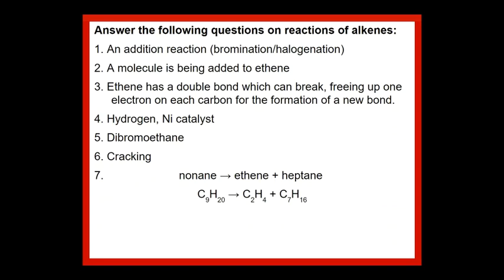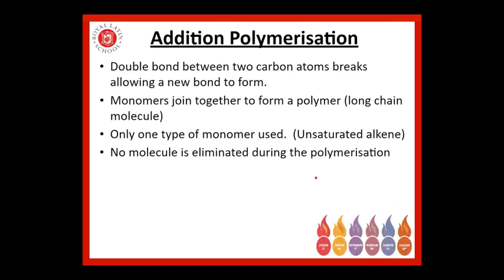Looking at addition polymerization. We covered this in year 9. However, we're going to go through it again just to make sure that you're comfortable with it. When we talk about addition polymerization, we're focusing in on the functional group of the alkene, which makes this possible. The functional group is the part of the compound that enables it to react in a certain way. And for the alkenes, the functional group is the carbon-carbon double bond.